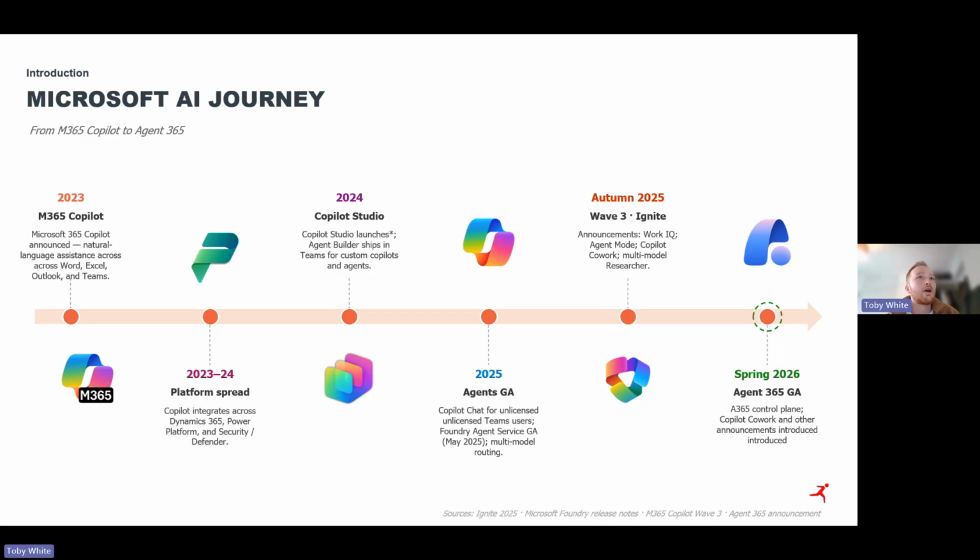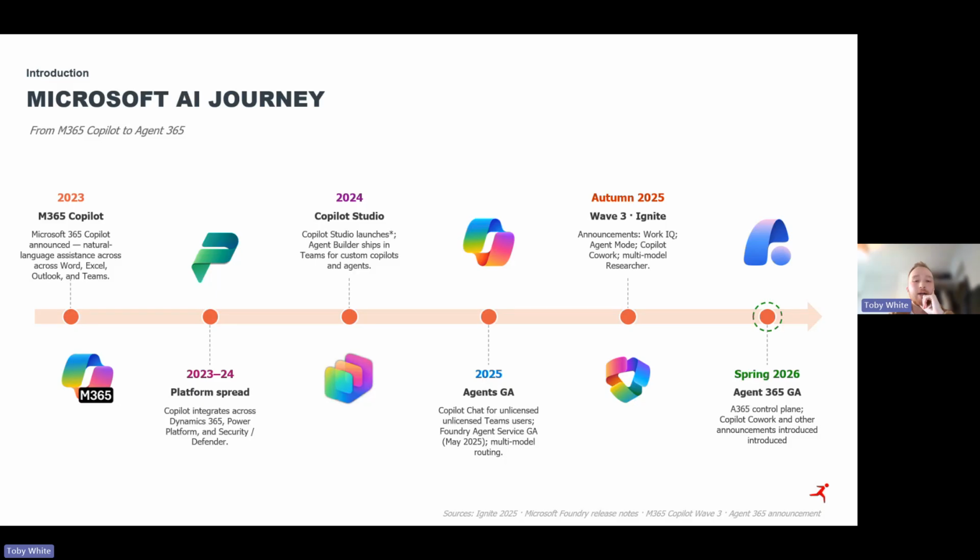Okay, so before we get stuck in again, just an overview of Microsoft's AI journey over the last few years. Obviously M365 Copilot was released in 2023. Since then, what we used to call extensibility came into the frame, where it started integrating across Power Platform and Dynamics 365. Then Copilot Studio was launched in 2024, which some people on the call may remember as Power Virtual Agents. It started as a reskinning of that tech, but with the focus now being on AI and integrating with Copilot.